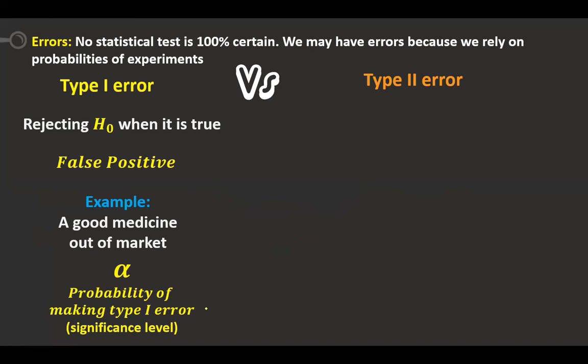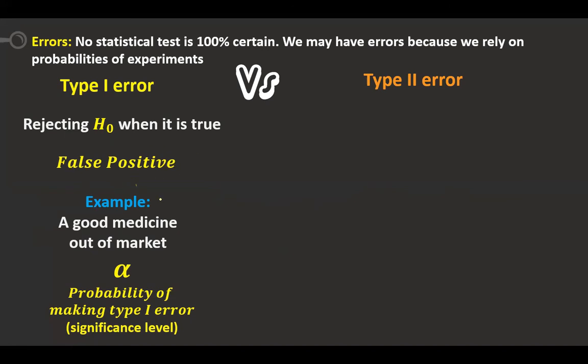The probability of making a type 1 error is 5% sometimes. So I may make this type 1 error 5%. If I give 5%, that is alpha. So you have to remember first: rejecting H naught when it is true is called type 1 error. It is also called a false positive.